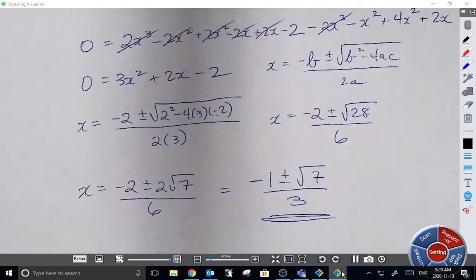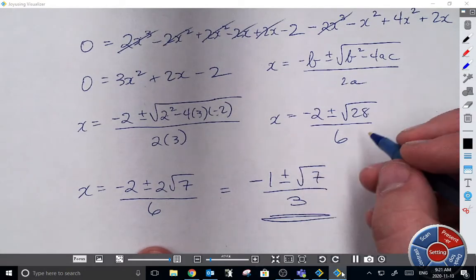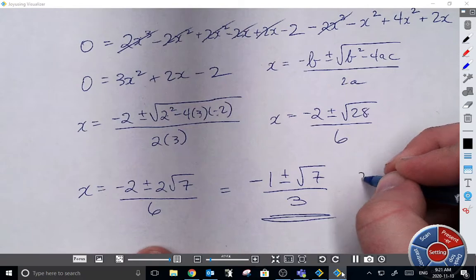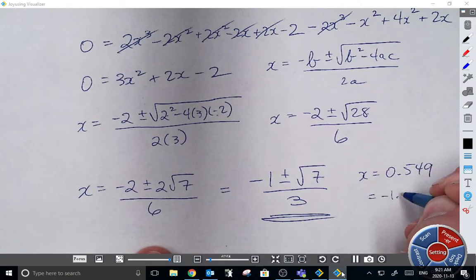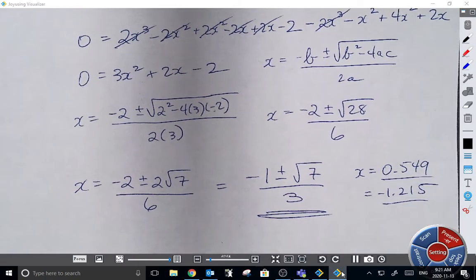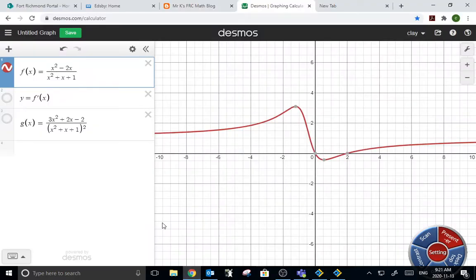And just for fun, I wanted to compare this answer to what Desmos was giving me. So I ran this through my calculator and found that if this is positive root 7, I get x is 0.549 rounded to 3 decimal places. And if I plug in a minus root 7, I get negative 1.215 when I round it. And if you remember those two numbers, if we go to Desmos, we get exactly those two numbers. There it is. Negative 1.215 is this x-intercept, and positive 0.549 is that one.